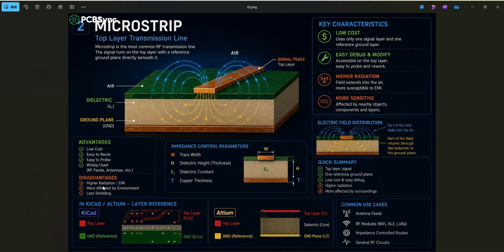But its drawbacks are also pretty obvious. Because the electric field is exposed to the air, it radiates more and is more easily affected by surrounding components in the environment. Simply put, it's the easiest to debug, but not the quietest.